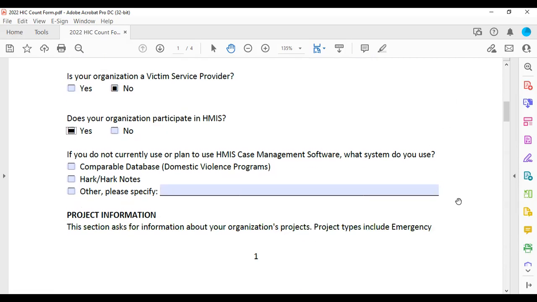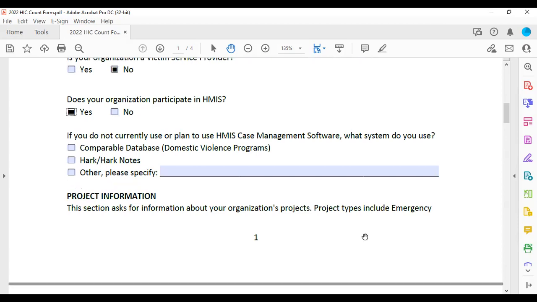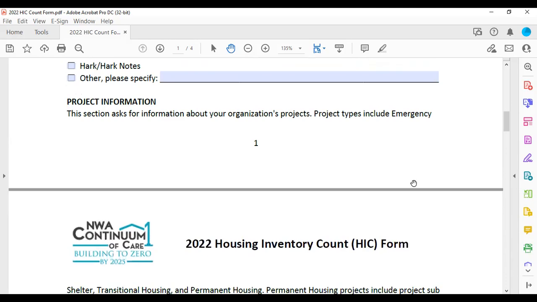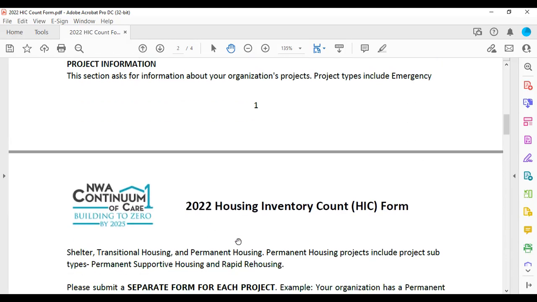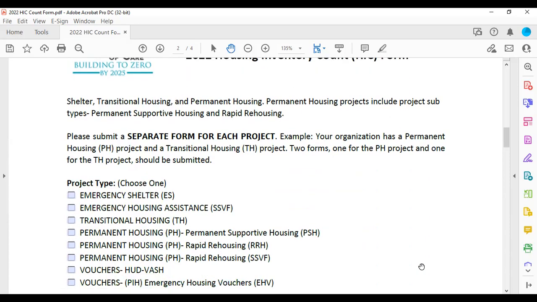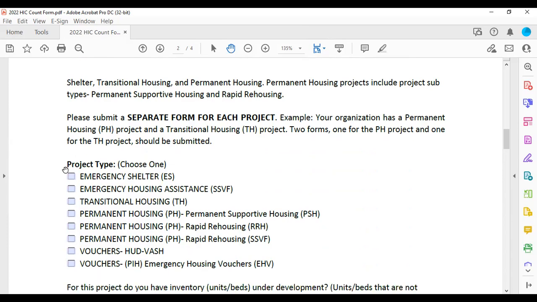So this next section asks about your organization's projects. Project types here include emergency shelter, transitional housing, and permanent housing. Down here we have different categories, and you'll look at what category is appropriate for the particular project you are reporting on. For this project, it's going to be emergency shelter, right? But we also have emergency housing assistance for SSVF.